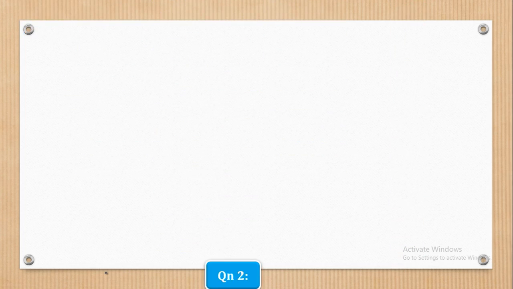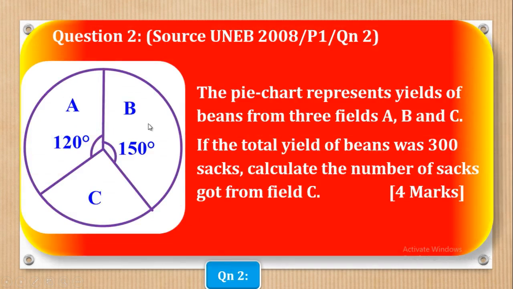Now we shall go to question 2. Question 2 says the pie chart represents yields of beans from 3 fields A, B, and C. If the total yield of beans was 300 sacks, calculate the number of sacks got from field C. Still you can realize that field C has no corresponding angle, so the first thing to do is to get the corresponding angle by saying 360 minus the total of 120 and 150.